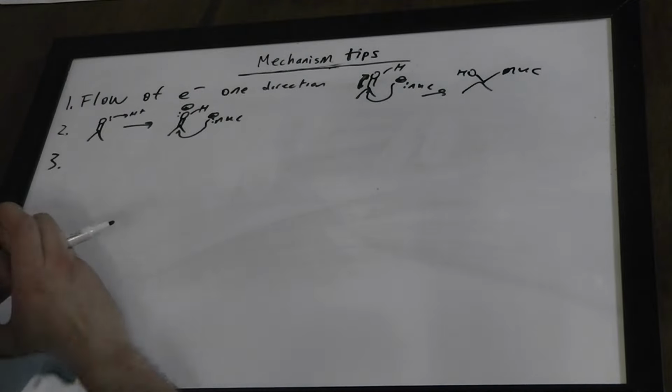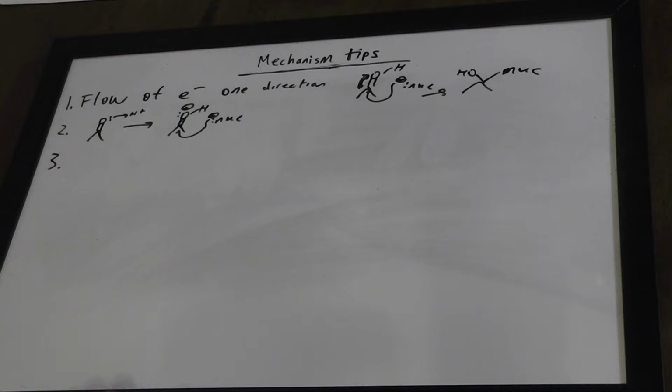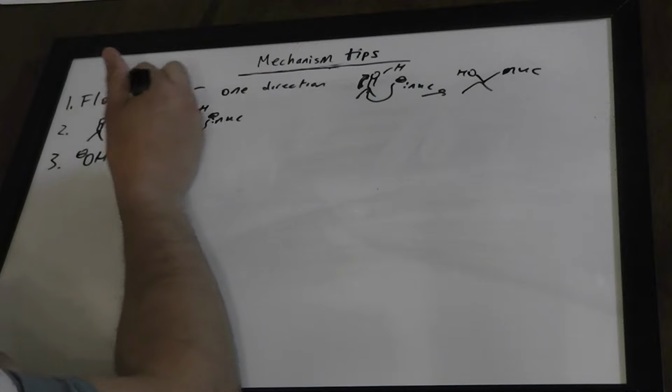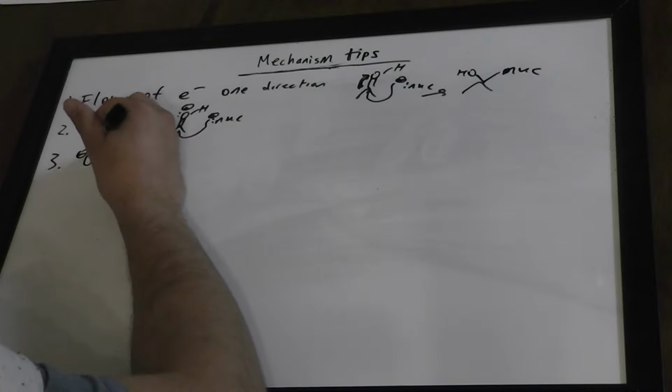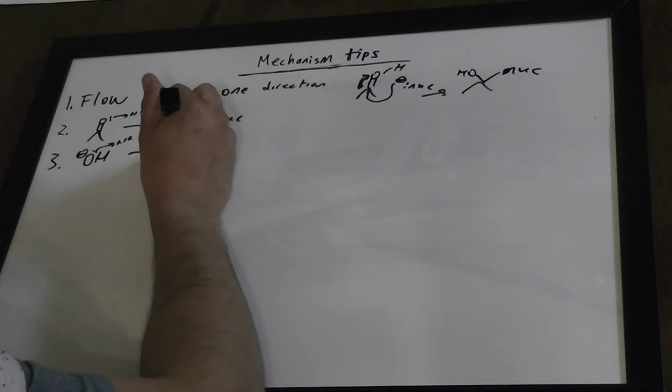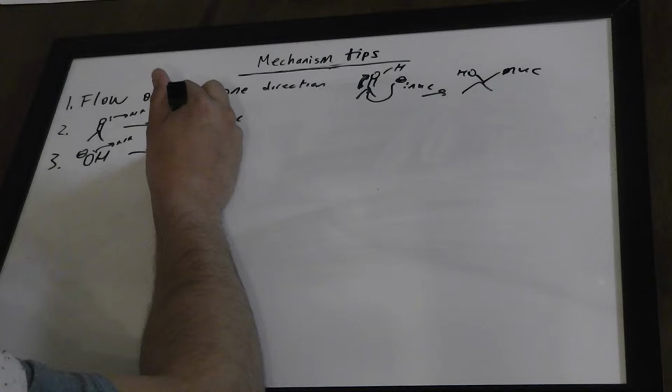Third, it's important to know which groups are good leaving groups. So halogens are good leaving groups, but a group like an OH needs to be protonated into OH2+ before it can leave.